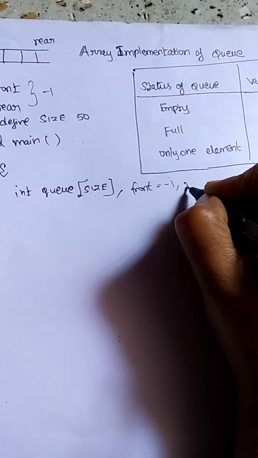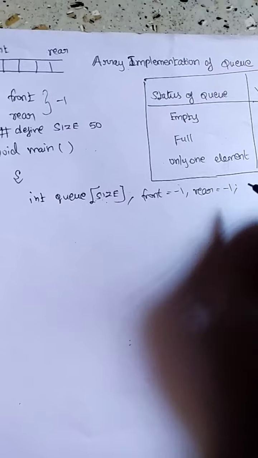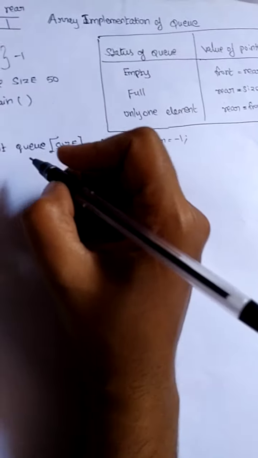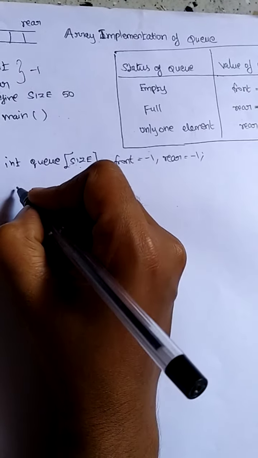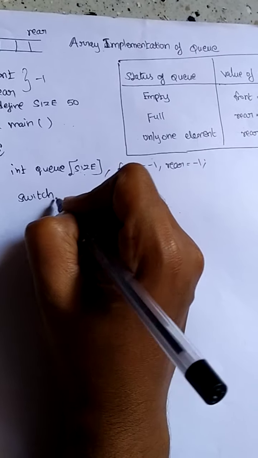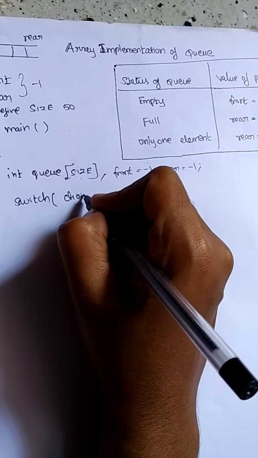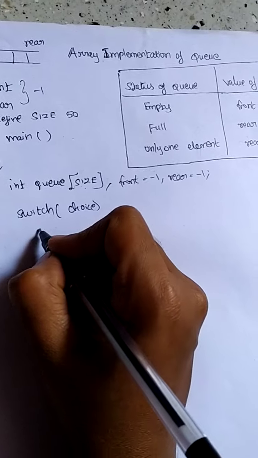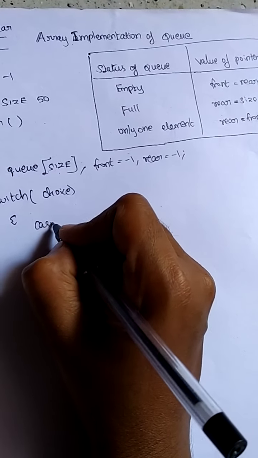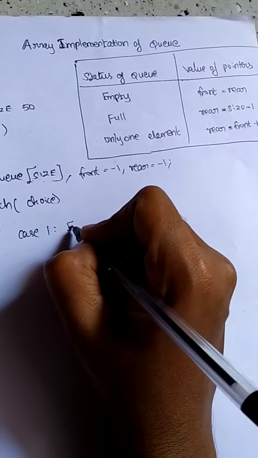Front equal to minus 1, rear equal to minus 1, as I have already explained. Now put it inside a switch case. Get the value as some choice using scanf. Inside this, my case 1 will be the first operation, enqueue.